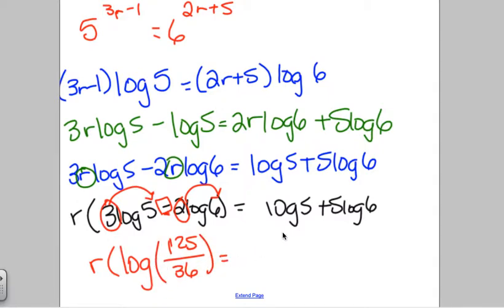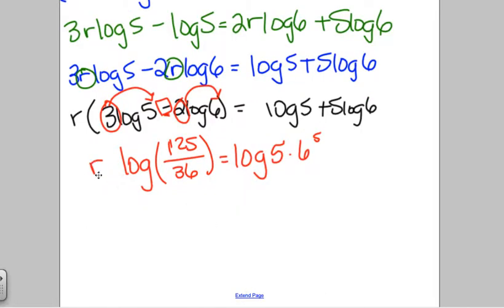And that's going to be equal to log, I'm adding, so I'm going to multiply 5 times, and this 5 is going to go in as an exponent, so 6 to the 5th. Now, this is just r times something, so to get rid of it, I'm just going to divide it out.